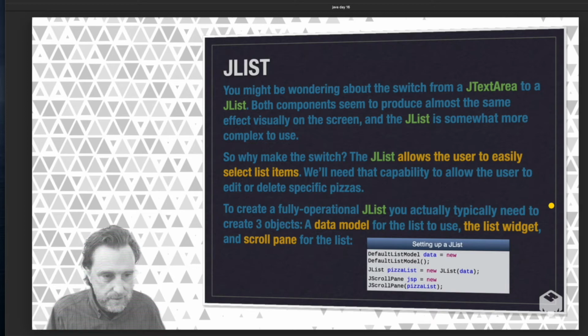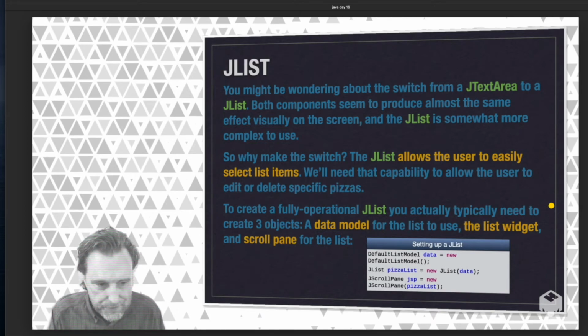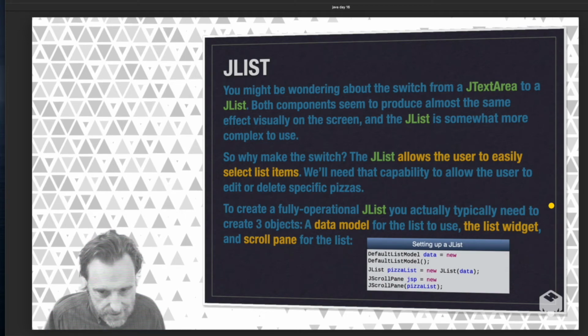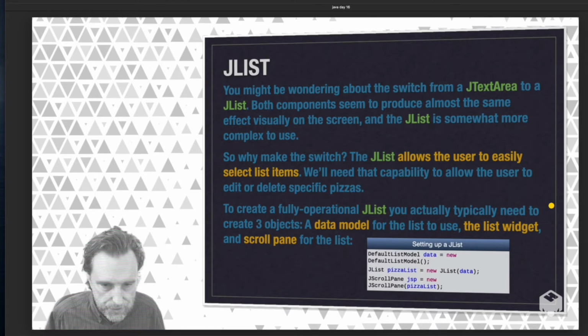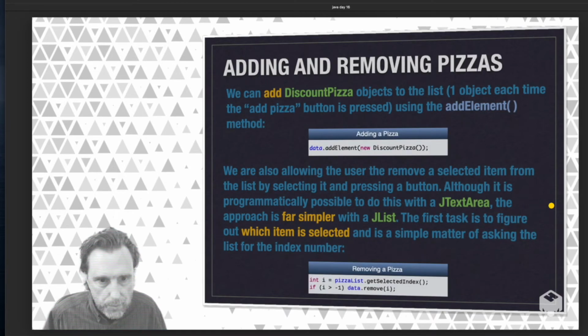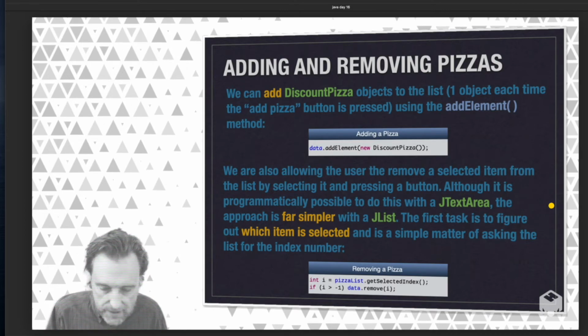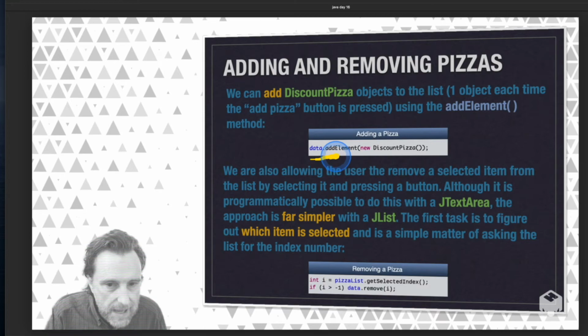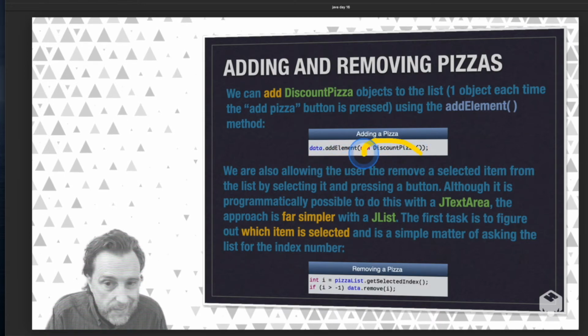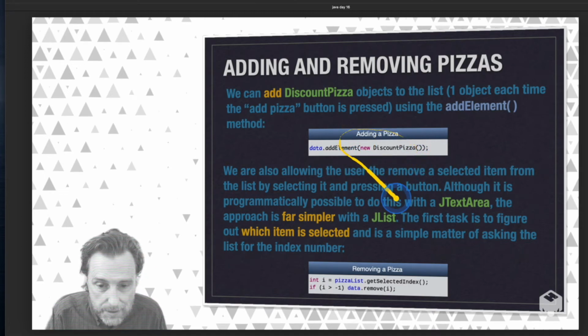So this is just confirmation of some of the syntax we've just been using. Setting up the JList is a 3-step process: creating a data model, then the JList, and then putting the JList in the scroll pane, assuming we want to be able to scroll it, which we do. Syntax for adding and removing stuff from the JList is to use the add element method. So that's what we did to add a new pizza: data add element new discount pizza. Again, that's a random pizza, so the syntax couldn't be easier.